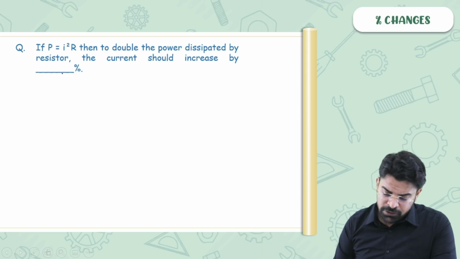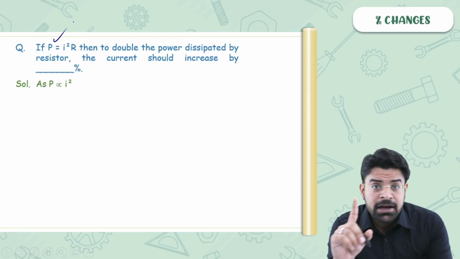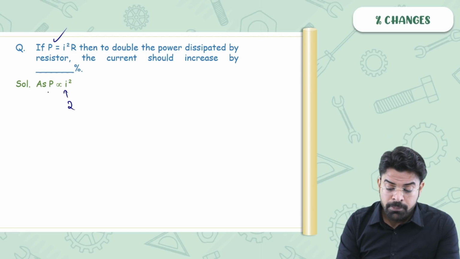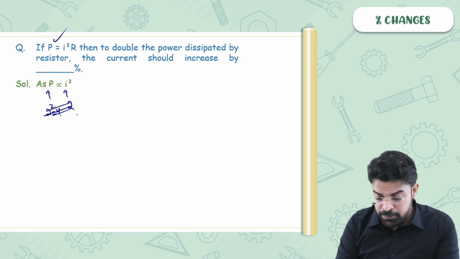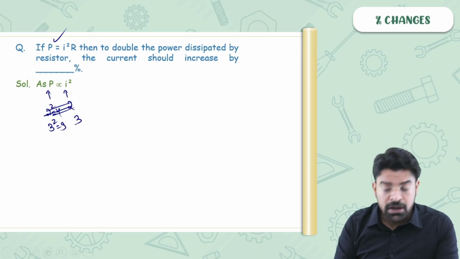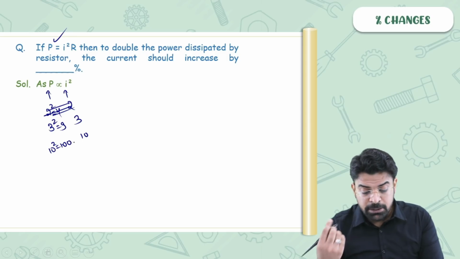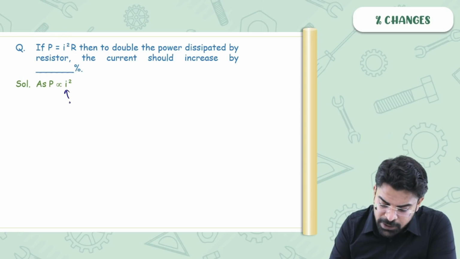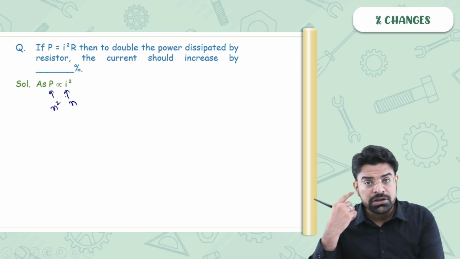Let's see how. The first thing I can see is power is proportional to I square. Yes, sir, power is not directly proportional to I. Power is proportional to I square. So if the current becomes double, power becomes double square times, that is 4 times. If the current becomes triple, power dissipated becomes 3 square times, that is 9 times. If the current flowing becomes 10 times, then the power dissipated becomes 10 square times, that is 100 times. This is the meaning of power proportional to I square. So you can say, sir, if current becomes n times, then the power dissipated will become n square times. Very right. So you have to think on these lines.